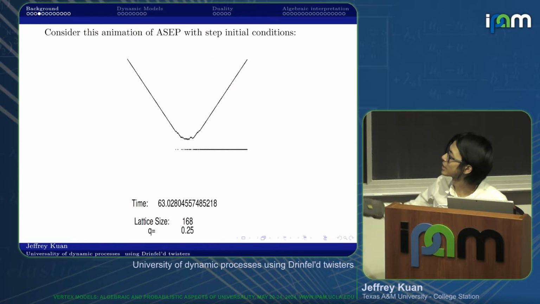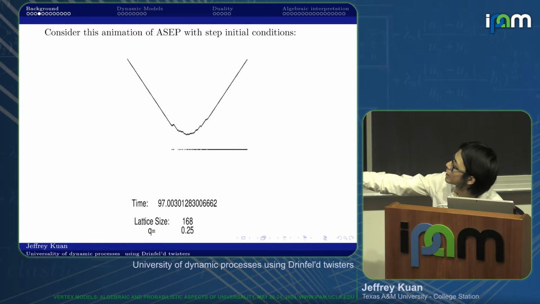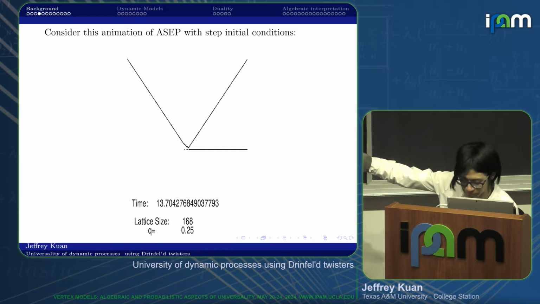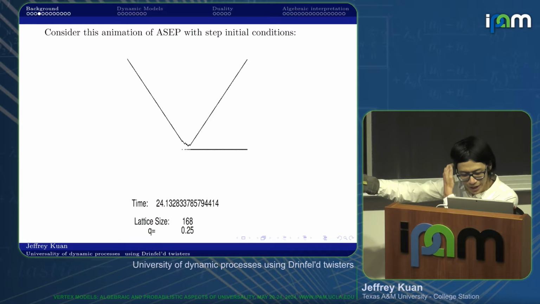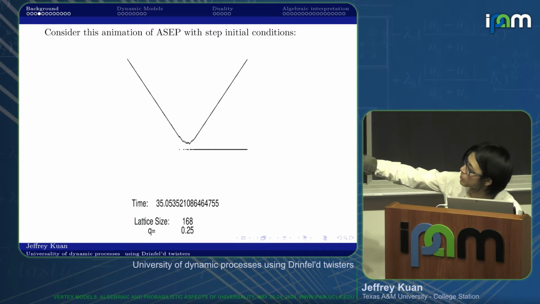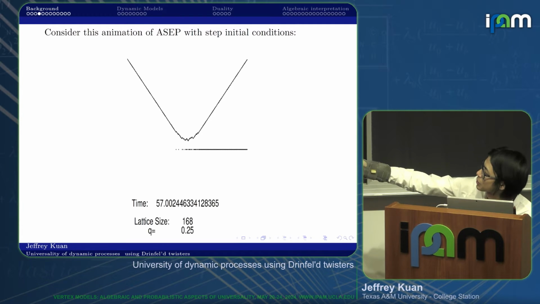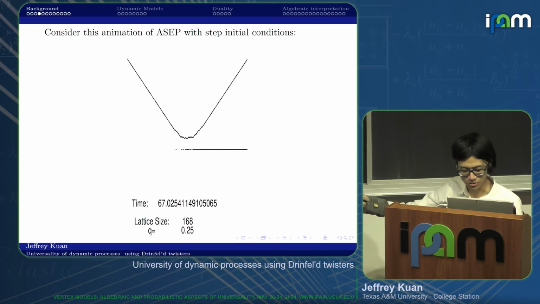The next slide is an animation I made. We start with step initial conditions, and for step initial conditions, it starts in this V shape right there. As it evolves, it turns into this parabola. But due to the randomness, there are fluctuations around the parabola. So it's a little bit jagged.